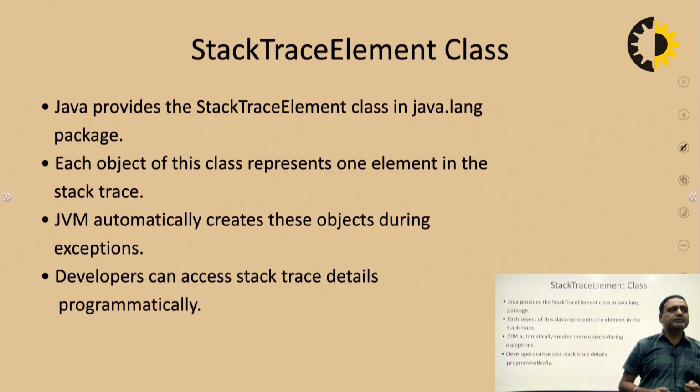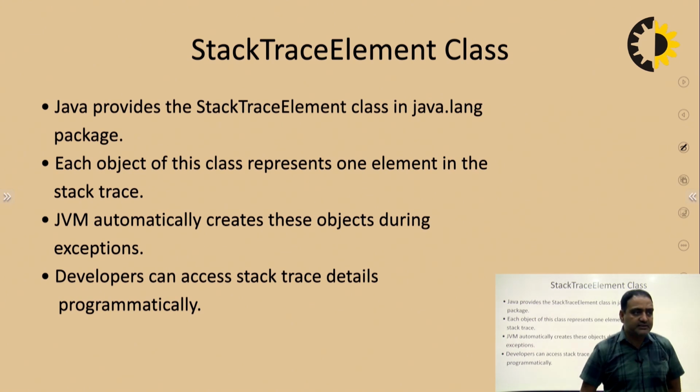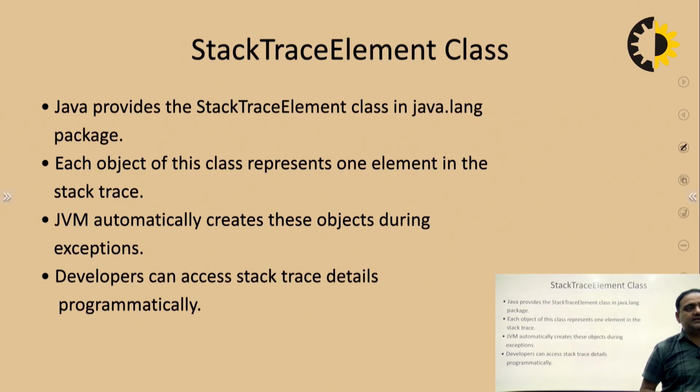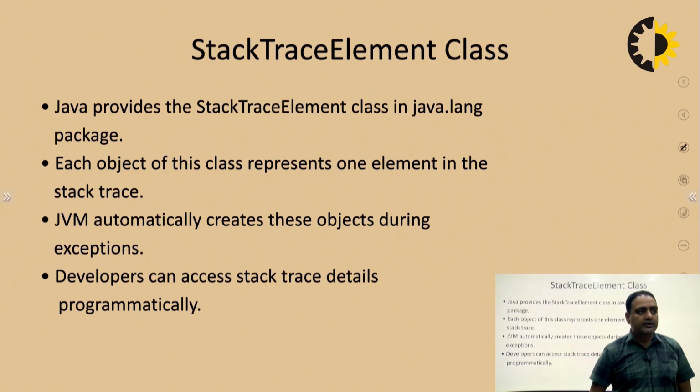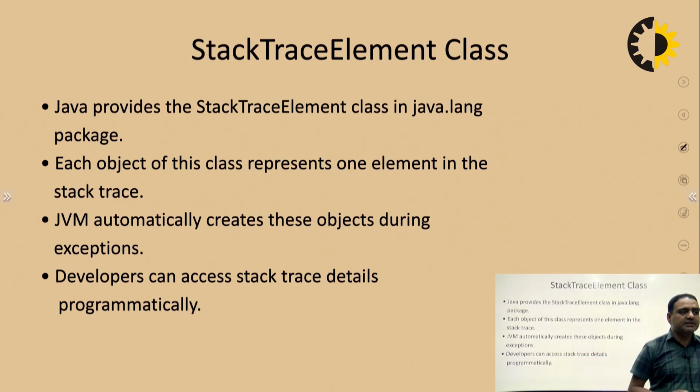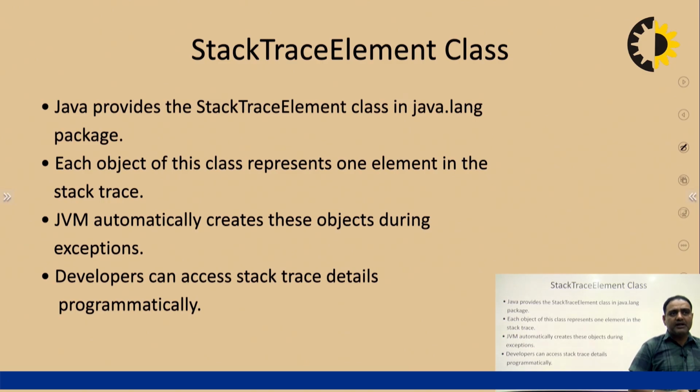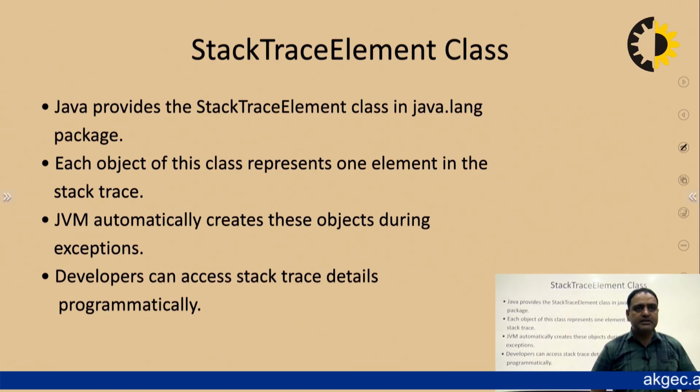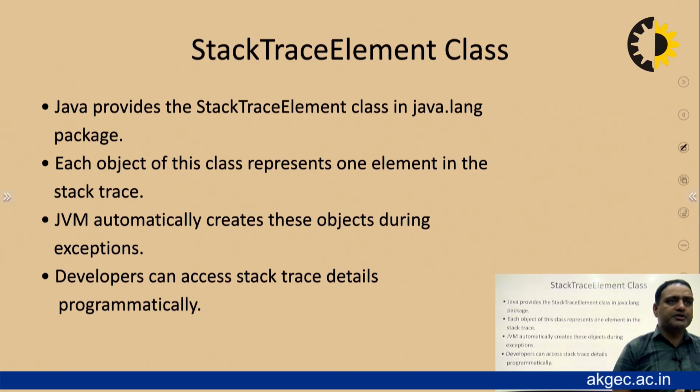The StackTraceElement class: Java provides the StackTraceElement class in the java.lang package. Each object of this class represents one element in the stack trace. The JVM automatically creates these objects during exceptions. Developers can access stack trace details programmatically. The StackTraceElement class is already defined in the lang package, which is a sub package of the java package.